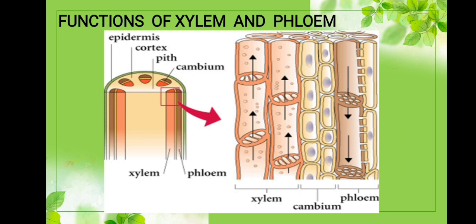Xylem parenchyma are the living and thin-walled cells. The main function of xylem parenchyma is to store starch and fatty substances. The main function of the phloem parenchyma is to store food materials.